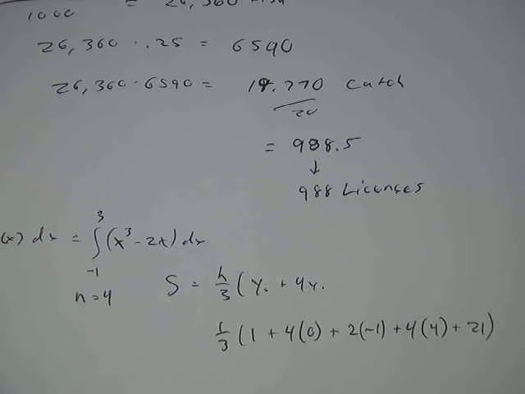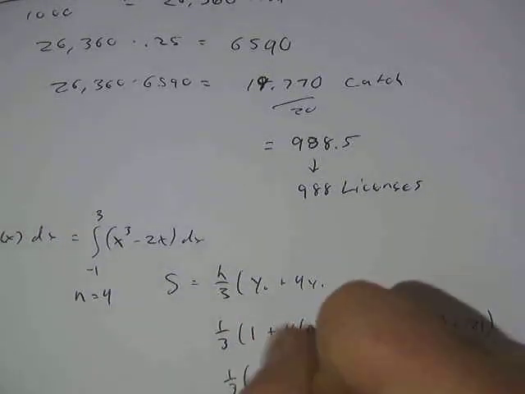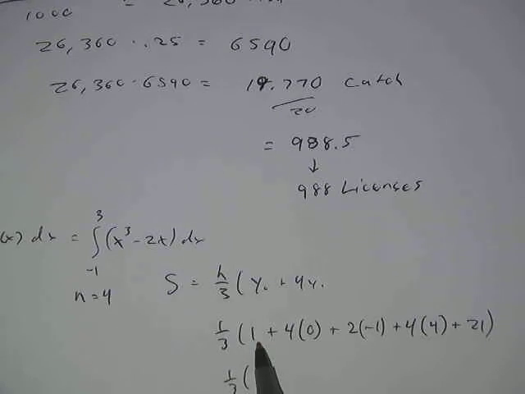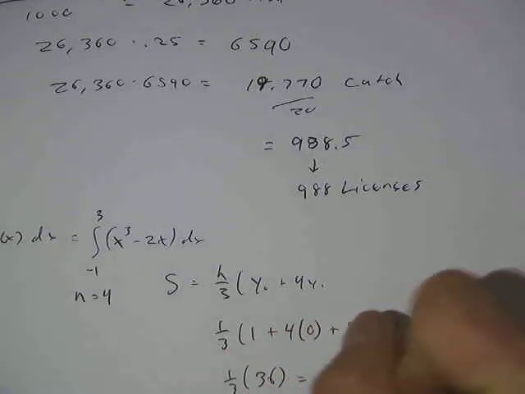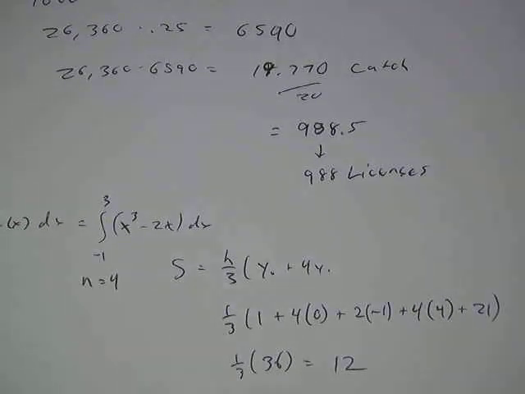So the setup would look like that for the Simpson's rule setup, and then from there we would just calculate. Inside we'd have 1 minus 2, that's -1, and 16, that'd be 15, and then 15 and 21 would be 36. So ultimately the answer would be 12. So that would be our approximation for the area under that curve using Simpson's rule.